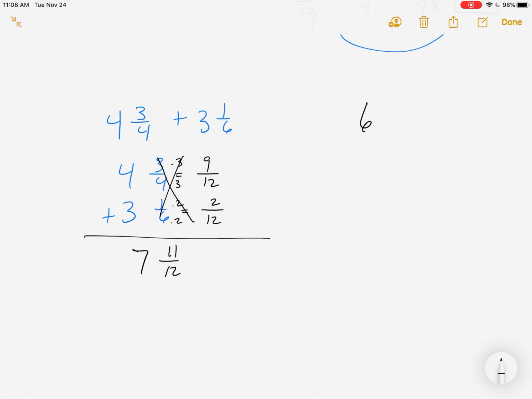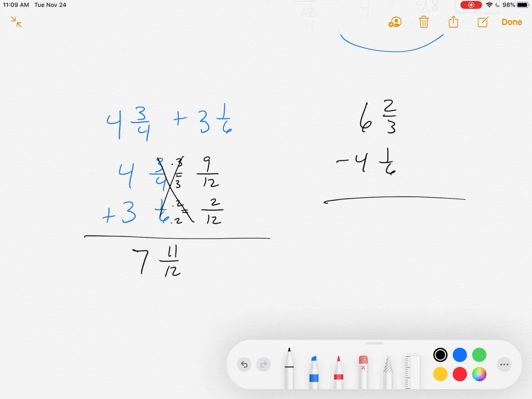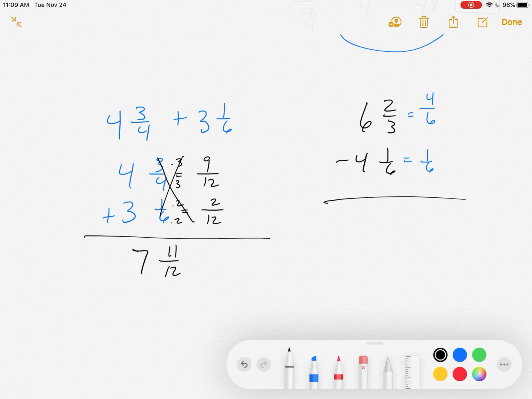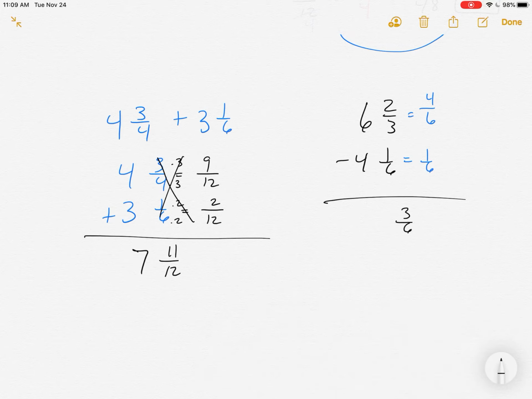If I had something like 6 2/3 minus 4 1/6, same thing. I need to get new fractions that have common denominators. So this is 4/6. And this would stay as 1/6. So if I subtract those fractions, I get 3/6, and if I subtract the numbers, I get 2. Now remember, I can't leave anything unreduced, so they won't recognize this as the right answer, because a 3/6 will reduce to 1/2. And so they have that mixed numeral work in there.